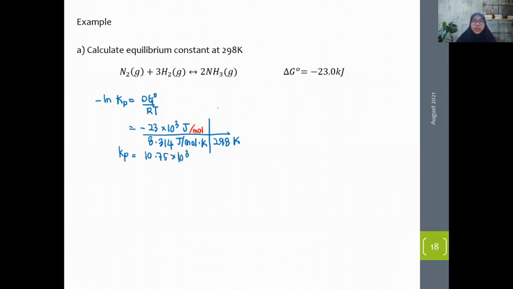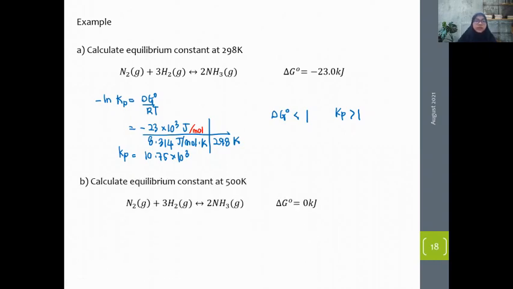So from this, we can have a conclusion that delta G standard is less than 1. So we can get Kp is higher than 1. So it is a product favor. Okay, let's take a look at the second example.